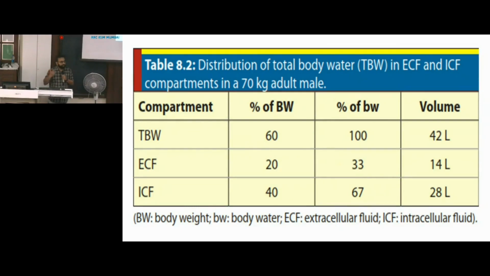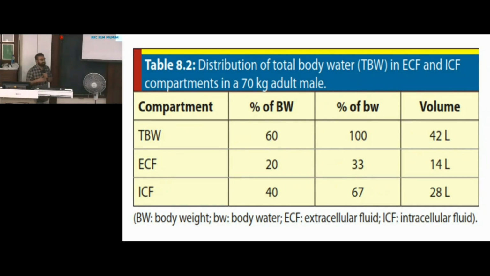Around 28 kg or 28 liter. So 28 liter will be ICF or the intracellular fluid and 14 liter will be the extracellular fluid. Okay, and total body weight is 70 kg. In that, don't say 70 liter. Okay, 70 kg is the total body weight and how much is the total body water? 28 plus 14, that is 42.